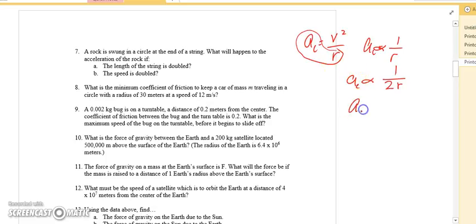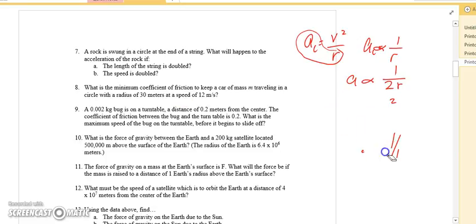If the speed is doubled, then centripetal acceleration has this relationship with the velocity. If you square the velocity, if you double the velocity, then it's going to be 4 times what the acceleration is. So it would be 4 times the centripetal acceleration.